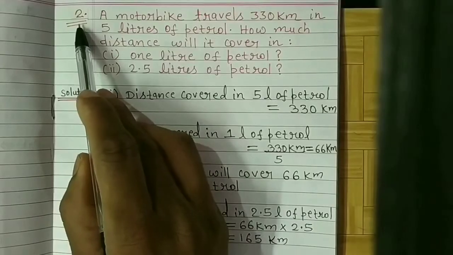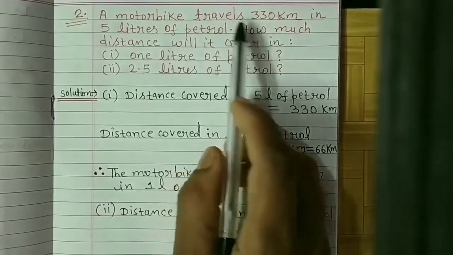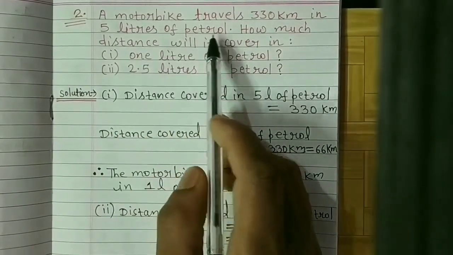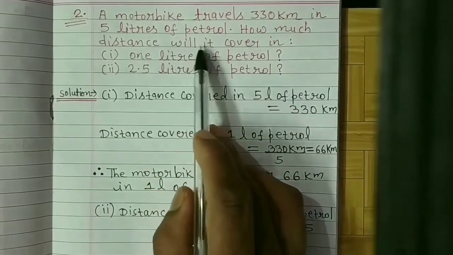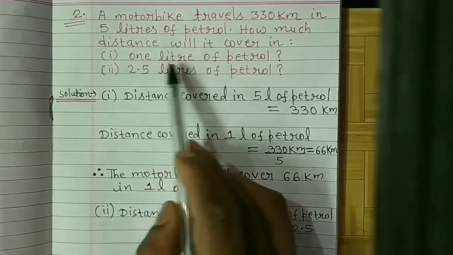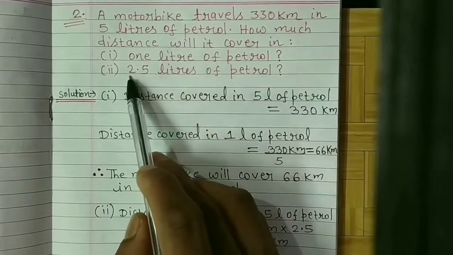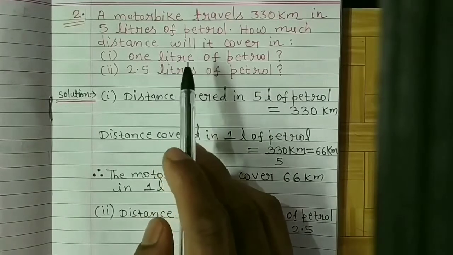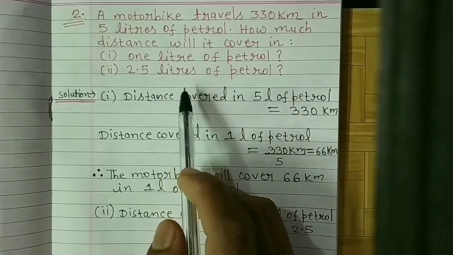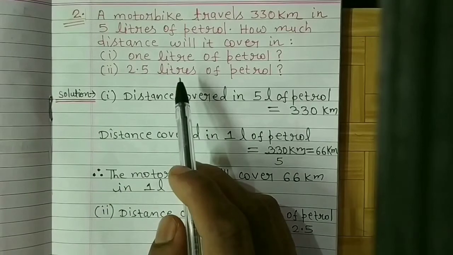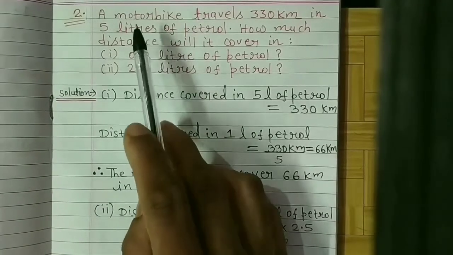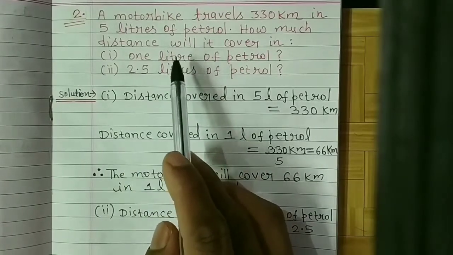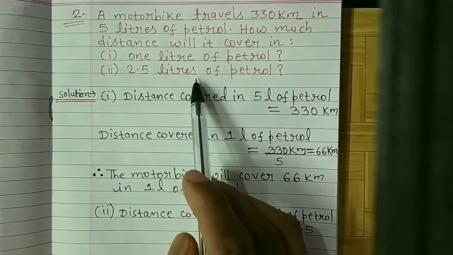Question number 2 is, a motorbike travels 330 km in 5 liters of petrol. How much distance will it cover in 1 liter of petrol and in 2.5 liters of petrol? Here 2 questions are there. First we have to find the distance that this motorbike will cover in 1 liter of petrol, then in 2.5 liters of petrol.